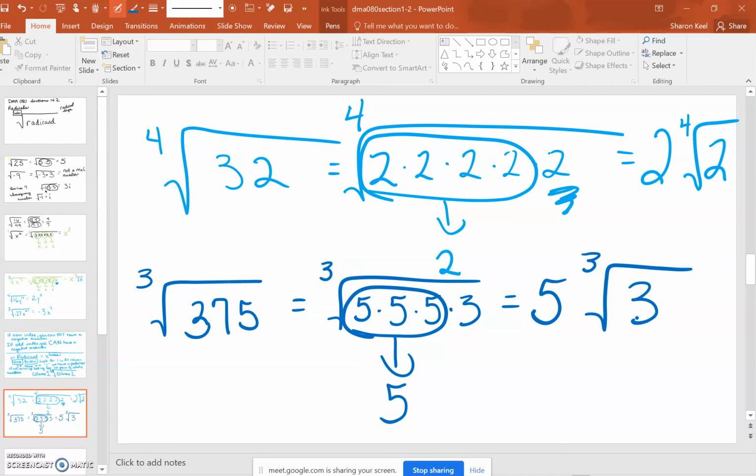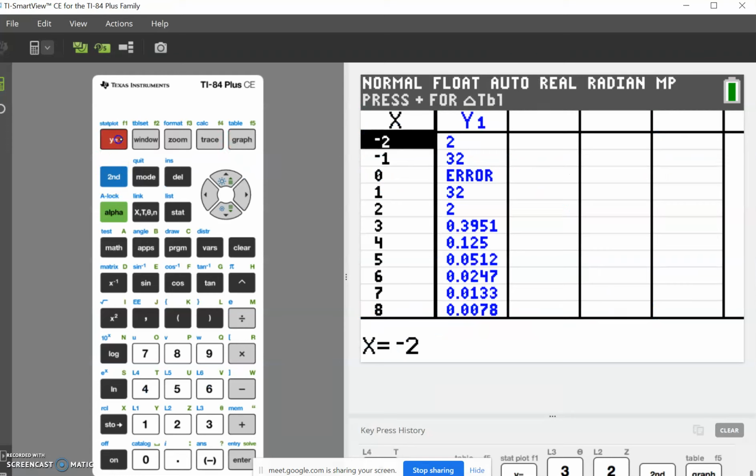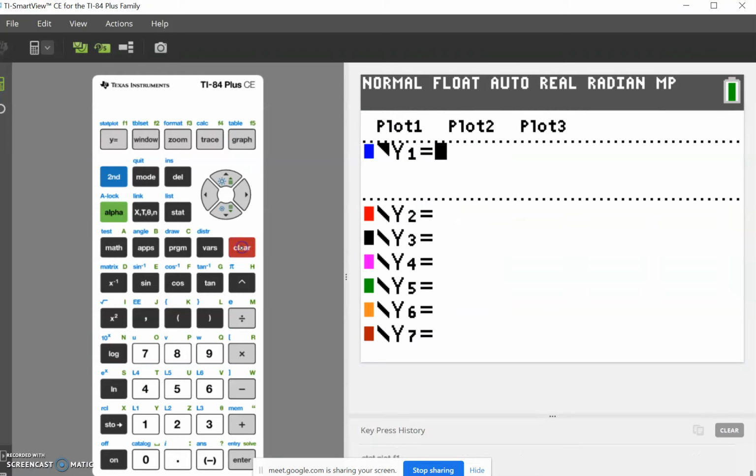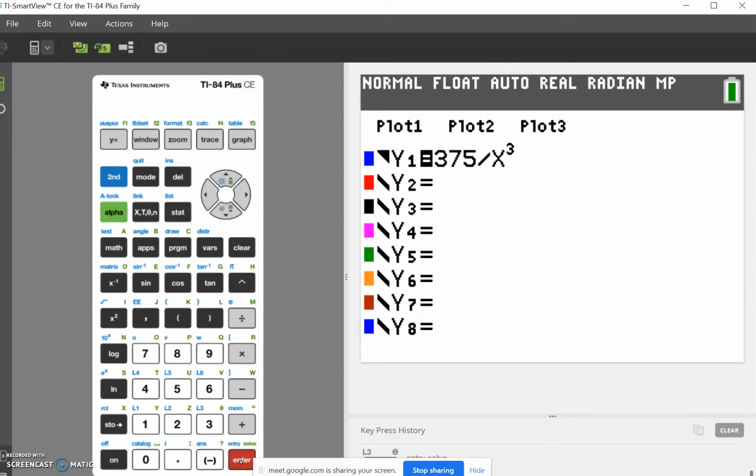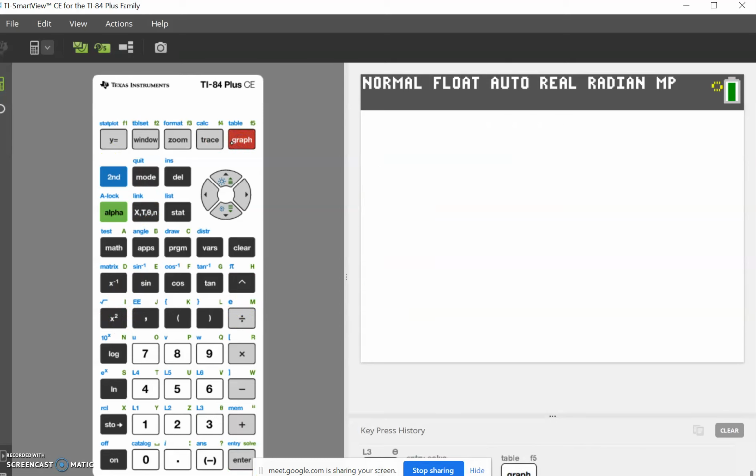So to do that on the calculator, I'm going to go to y equals, and I'm going to type in 375 divided by x raised to the third power. Then I'm going to do second table.